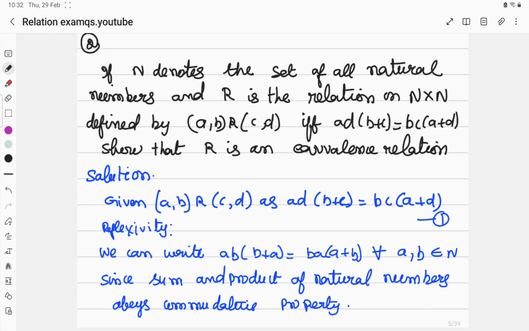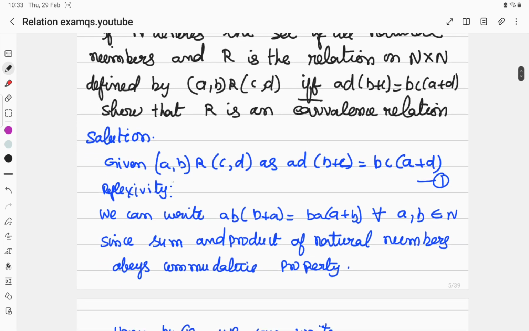If N denotes the set of all natural numbers and R is the relation on N cross N defined by (a, b) related to (c, d) if and only if ad(b + c) = bc(a + d). Show that R is an equivalence relation.